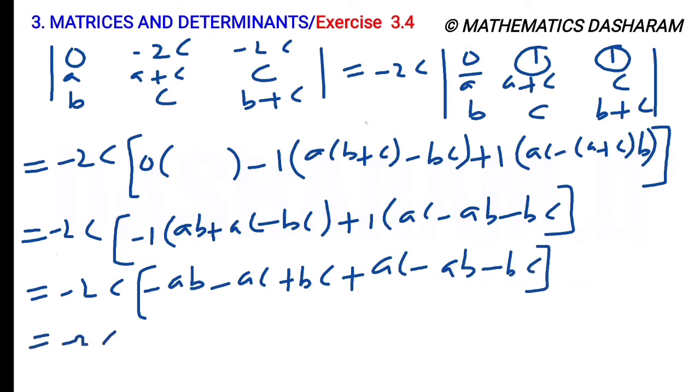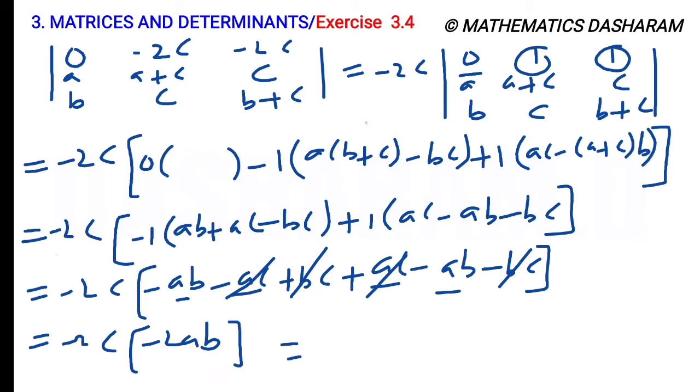So it is equal to minus 2C into, so here minus AB minus AB is minus 2AB, minus AC plus AC both are cancelled, plus BC minus BC cancel. So minus 2C into minus 2AB, 4ABC. So this is our required answer. So hence proved.